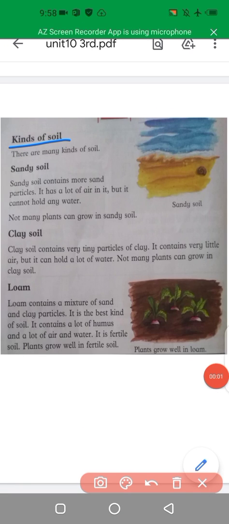Kinds of soil. There are many kinds of soil. Here we have only three kinds of soil: sand soil, clay soil, and loam soil. If we are talking about sandy soil, soil contain more sand particles. It has a lot of air inside it but cannot hold any water. Not many plants can grow in this soil, so we can say this is not a fertile soil.